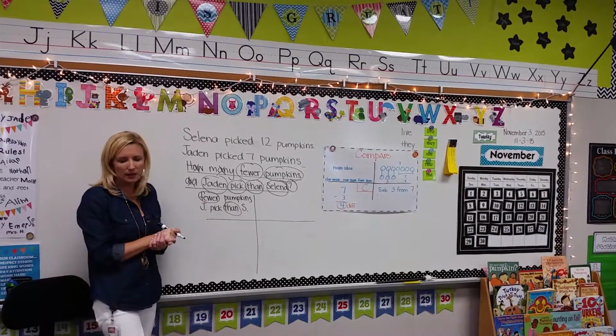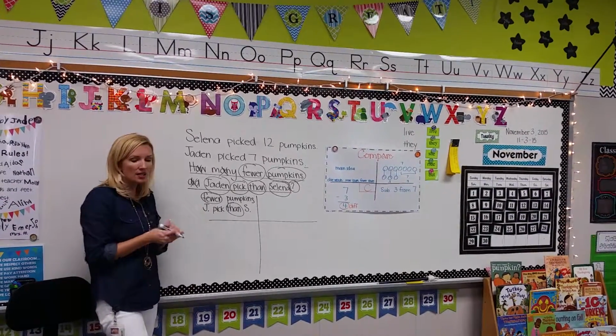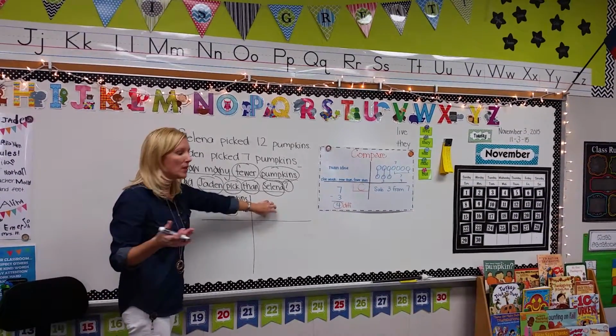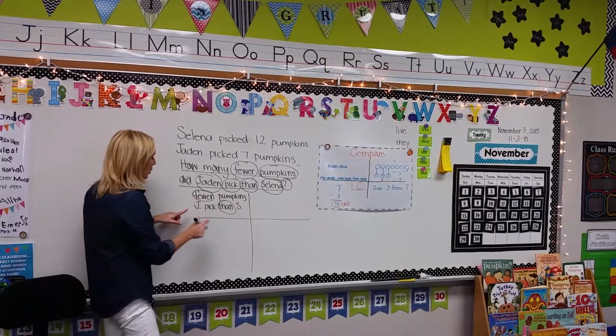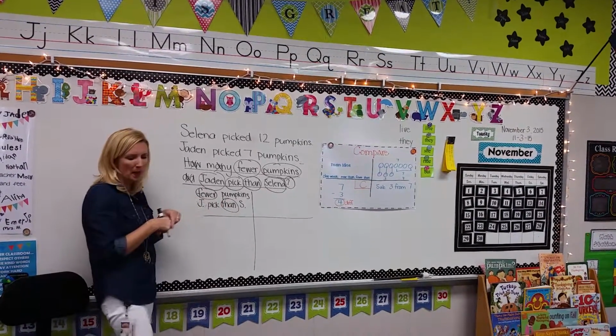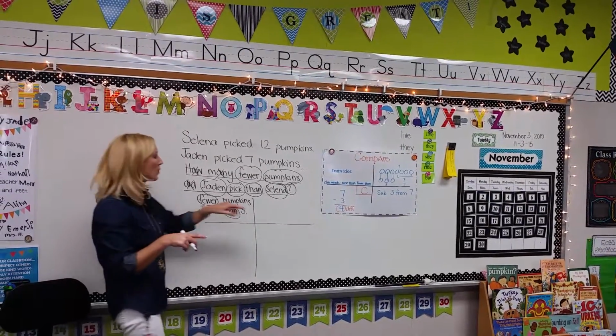Do you remember why? Because they're important words, and they tell us that we're going to compare. Absolutely. Now, let me go back to one thing real quick. J for Jaden, S for Selena. Can I put a P for pumpkins? No. I can only shorten the names. Make sure that you remember that when you're doing your homework.